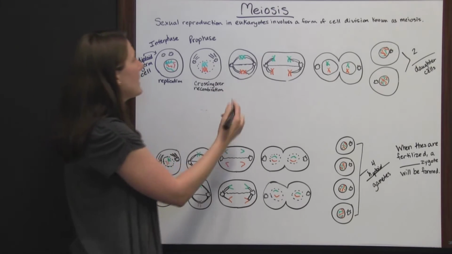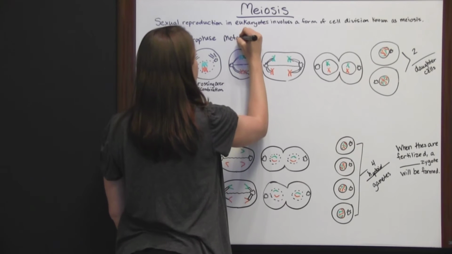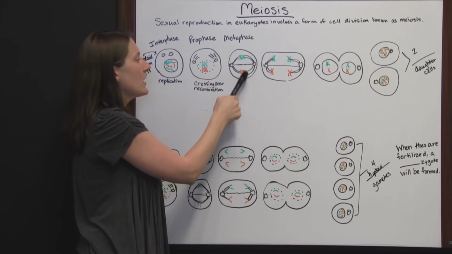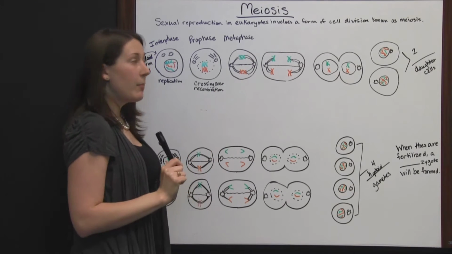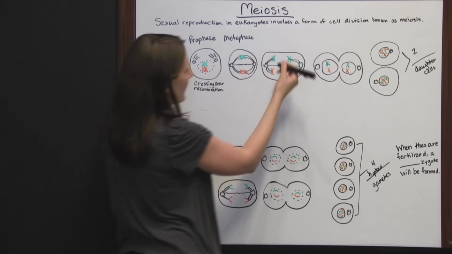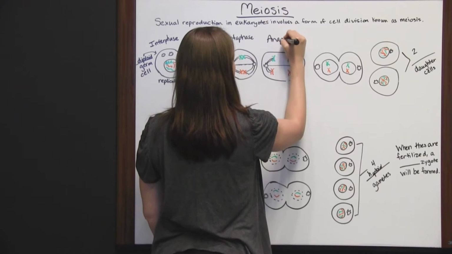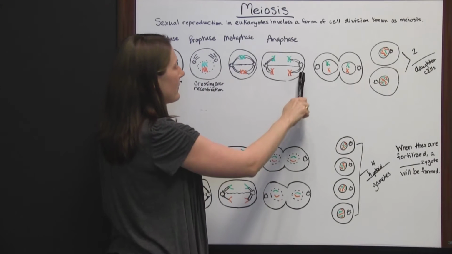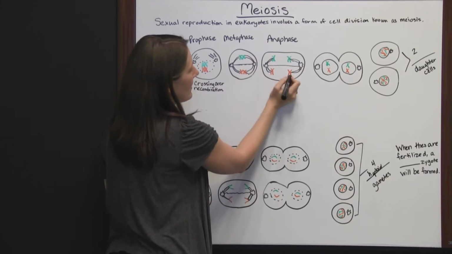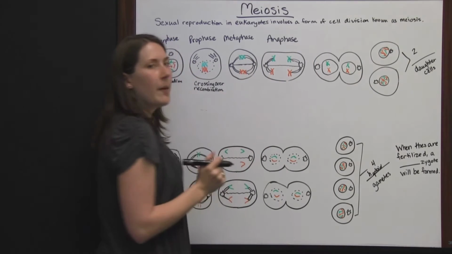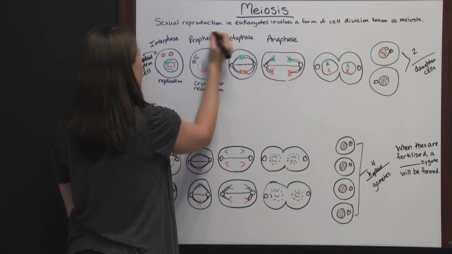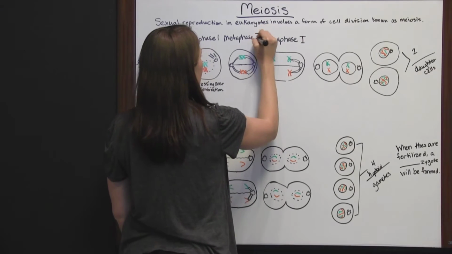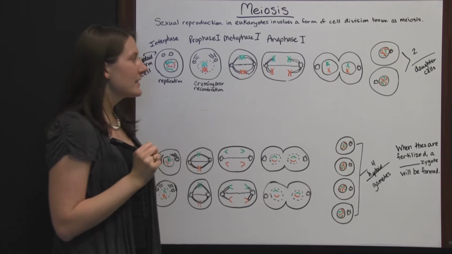before the division starts to take place. Then we move on to metaphase. And in metaphase, your centrosomes are starting to pull the homologous pairs apart. And then we move on to anaphase. And you can see they actually are getting pulled further apart. They're not crossing over anymore, and they're starting to move to opposite sides of the cell. And these are all prophase 1, metaphase 1, anaphase 1, because this is kind of a 2-step process.